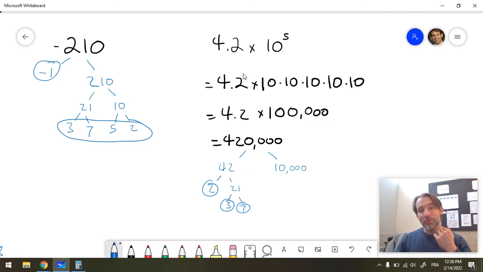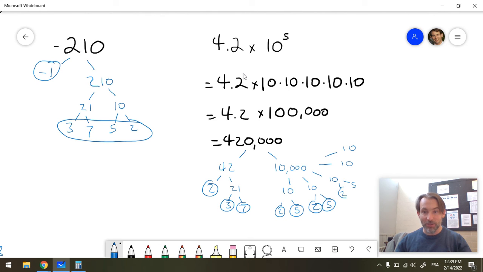Well, 10,000, that's like 10 times 10 times 10 times 10. Big spider web of 10s, 4 10s coming off of that guy. And then each 10 is just 2 times 5. So this is 2 times 5, 2 times 5. In fact, I'll have 4 2s as factors and 4 5s as factors.